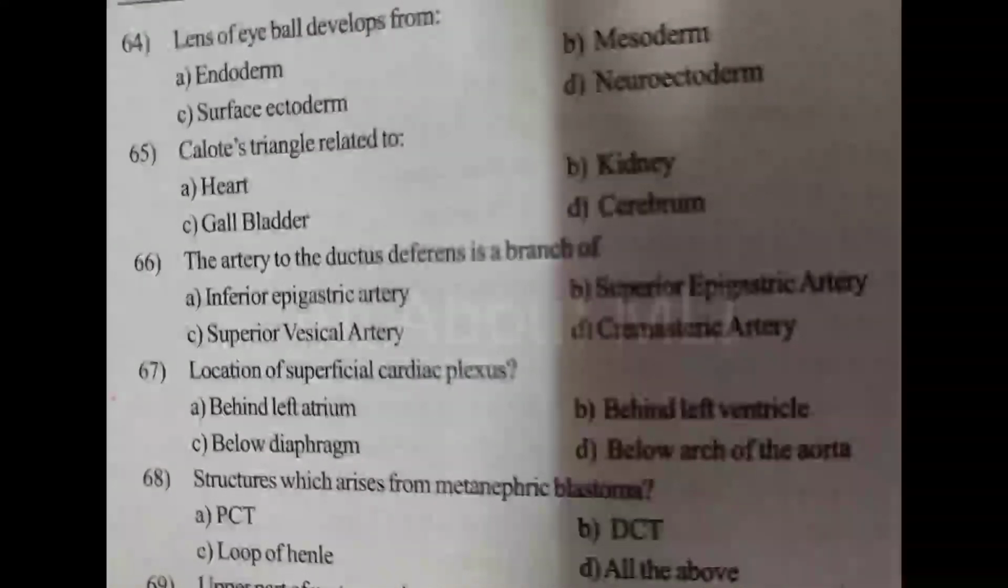The artery to the ductus deferens is a branch of option A, inferior epigastric artery. Option B, superior epigastric artery. Option C, superior vesical artery. Option D, cremasteric artery. Answer is option C, superior vesical artery.